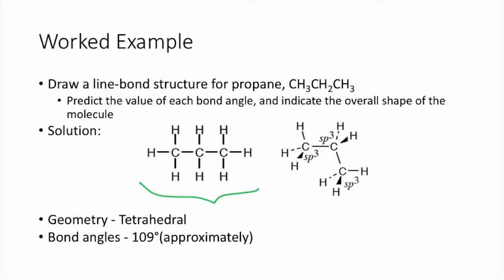The geometry, if you're sp3 hybridized, the geometry around that atom is called tetrahedral, which means all of the corresponding bond angles are approximately 109 degrees. And this is the shape of the molecule here. If you have your model kit, you could actually try and assemble the molecule and look at it and see if it matches this drawing.